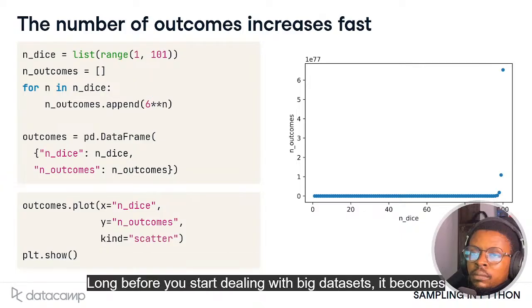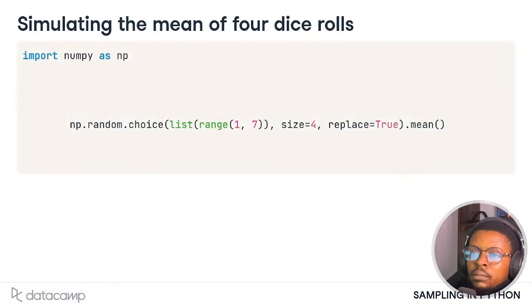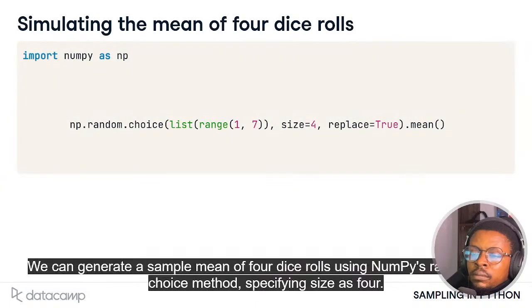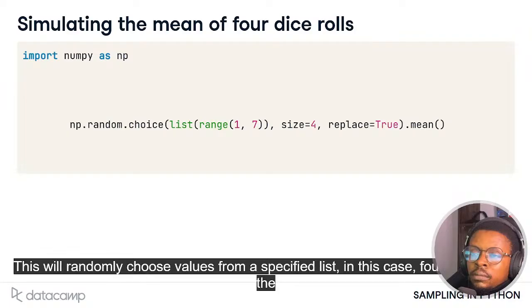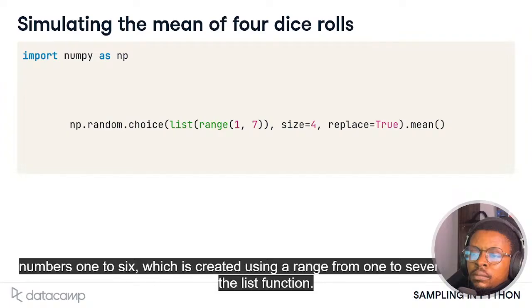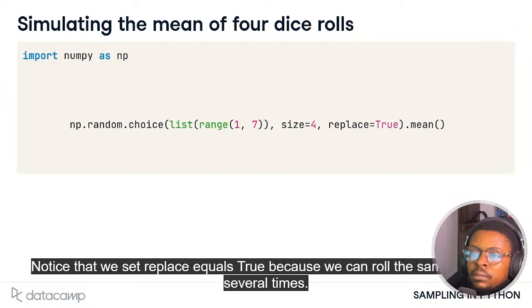Long before you start dealing with big data sets, it becomes computationally impossible to calculate the exact sampling distribution. That means we need to rely on approximations. We can generate a sample mean of 4 dice rolls using NumPy's random.choice method, specifying size as 4. This will randomly choose values from a specified list, in this case, 4 values from the numbers 1 to 6, which is created using a range from 1 to 7, wrapped in the list function. Notice that we set replace=True, because we can roll the same number several times.